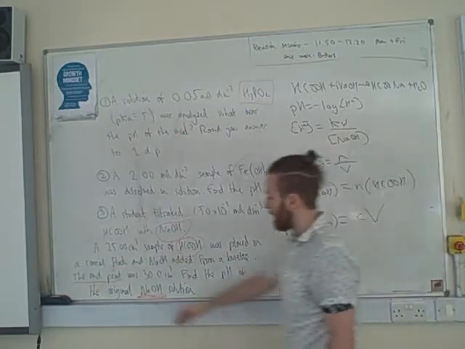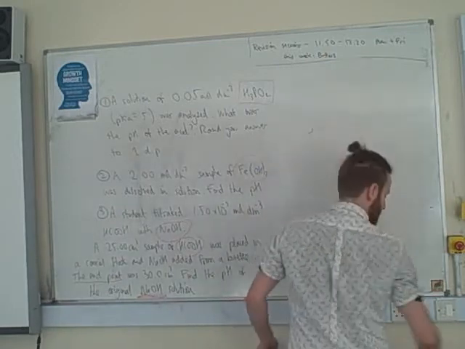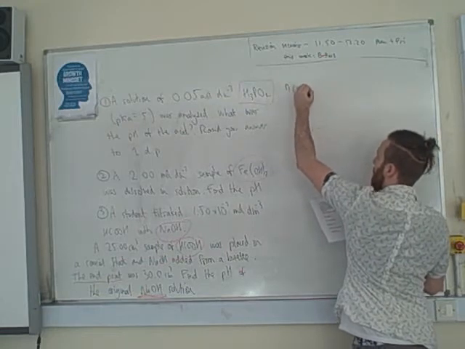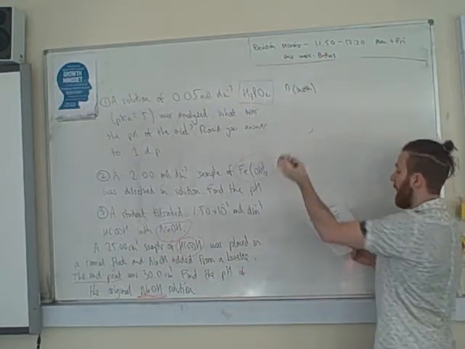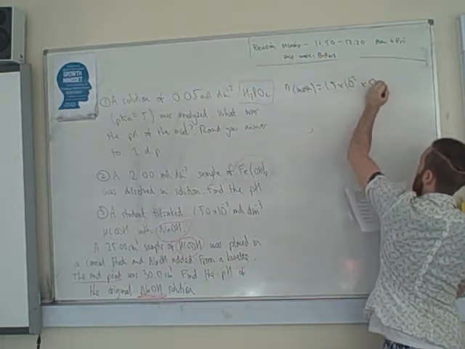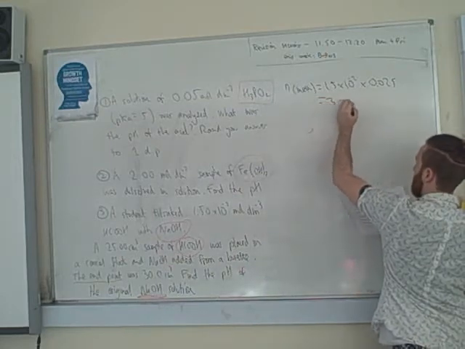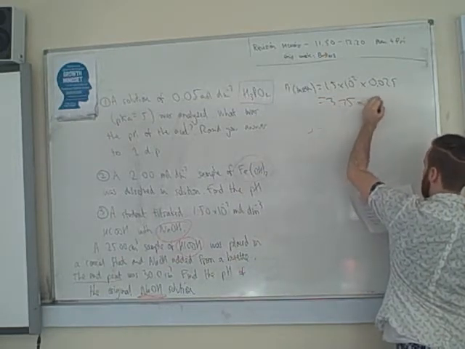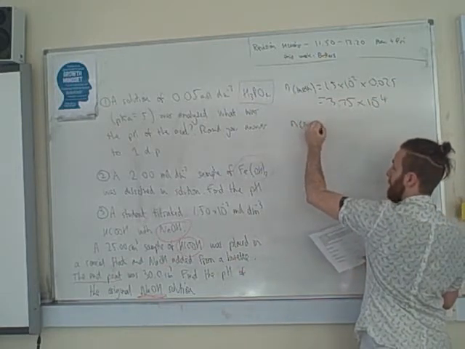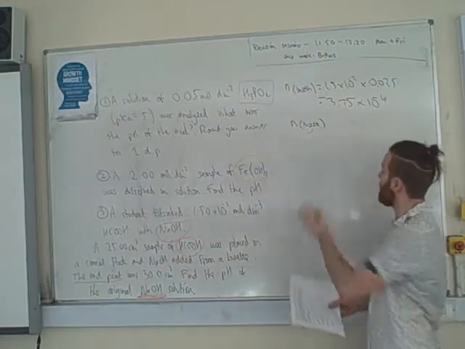So I'm just going to rub this out to get a little bit of space. So going in reverse, what we're going to have, our moles of, I'll just put meth for methanoic acid, our moles of that, 1.5 times 10 to the minus 2 times 0.025. Bang in a calculator, 3.75 times 10 to the minus 4, which will also be the same moles of sodium hydroxide because of that 1-to-1 ratio in the equation.